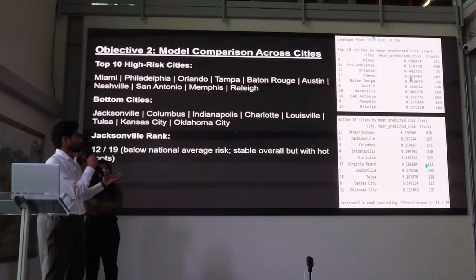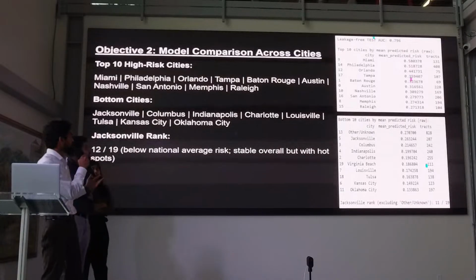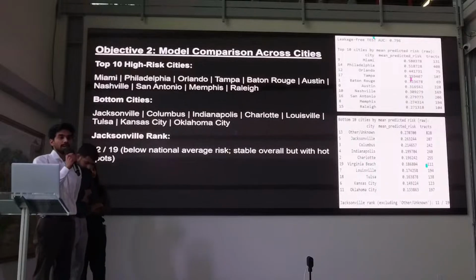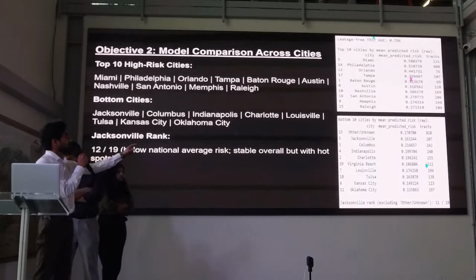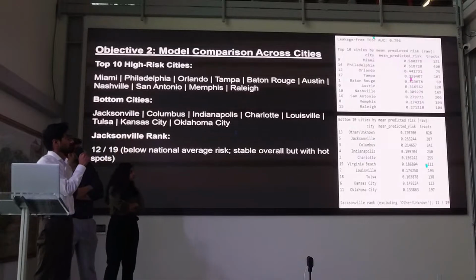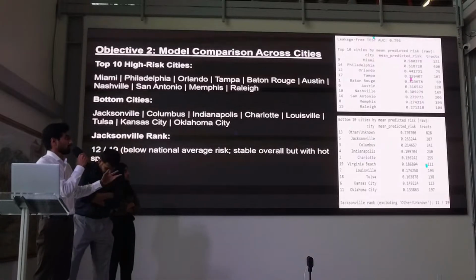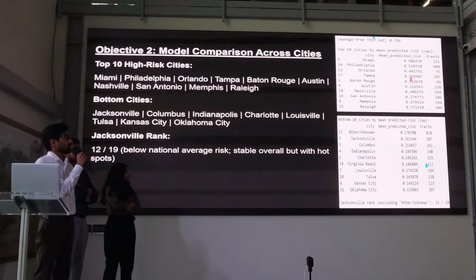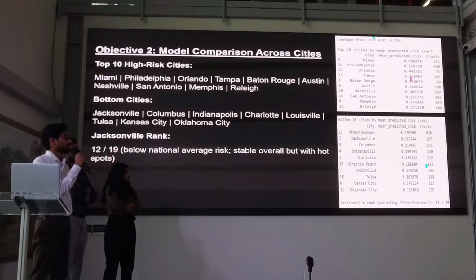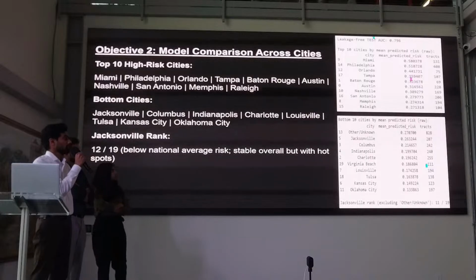As my friend said, we use the same features for objective 2, which is to compare Jacksonville with the other major cities in America. Here are our findings. We got the top 10 cities in America at high risk, with a high predicted risk percentage depending upon the tracts, and Jacksonville is in the bottom 10.